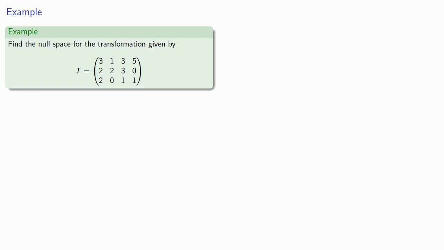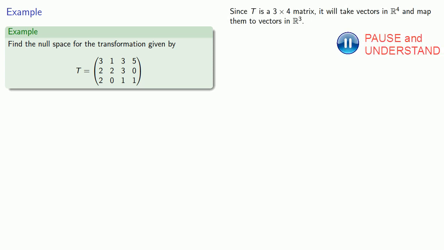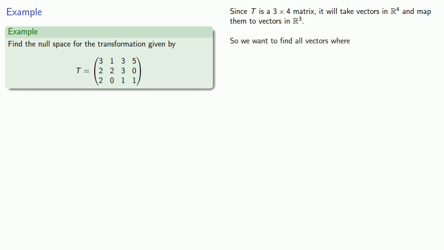Suppose I want to find the null space for the transformation shown. Now it helps to do a little bit of analysis. Since T is a 3 by 4 matrix, it's going to take vectors with 4 components and map them to vectors with 3 components. So to find the null space, I want to find all vectors with 4 components that become the 3-component 0 vector.